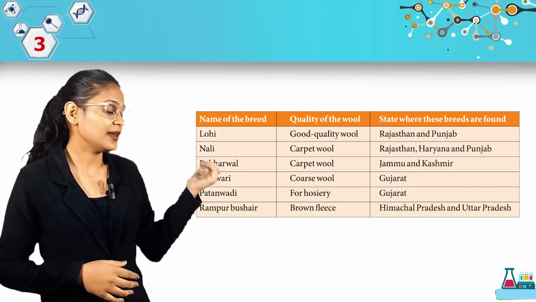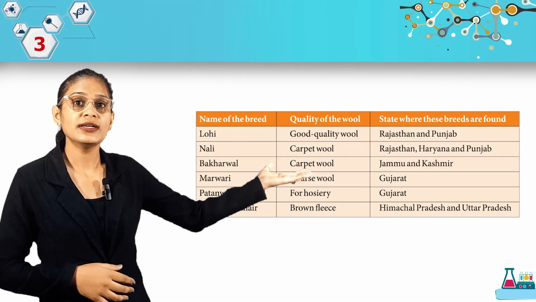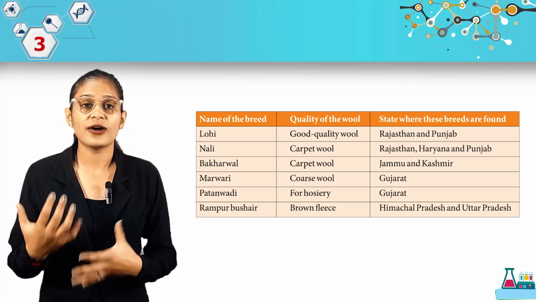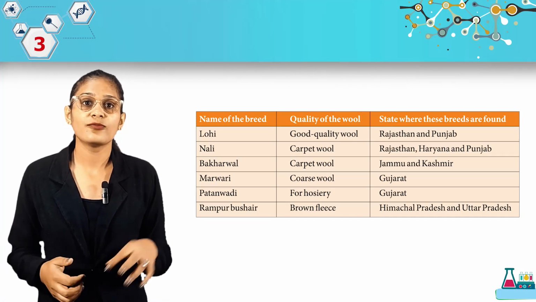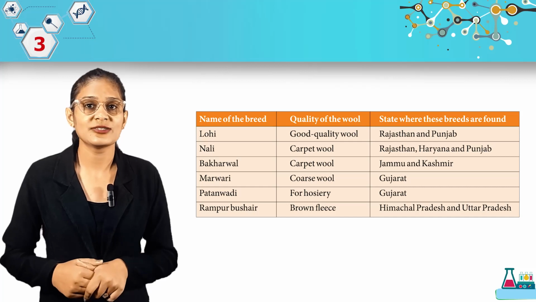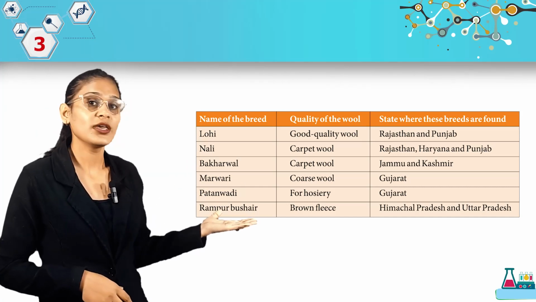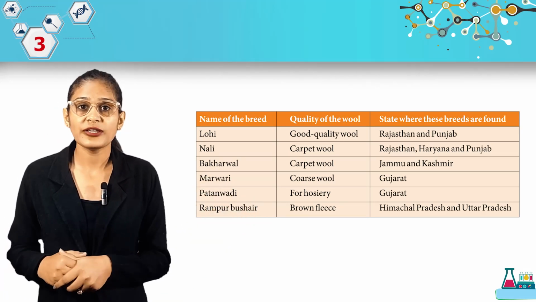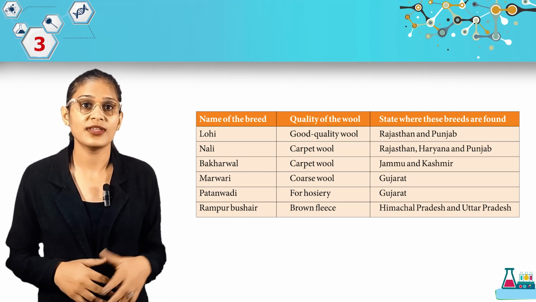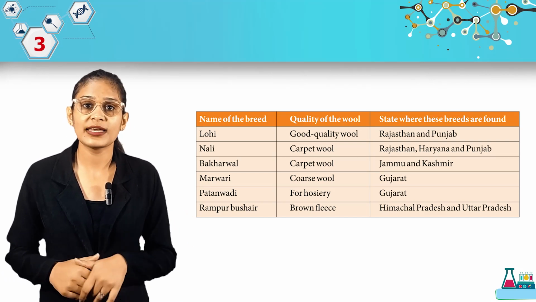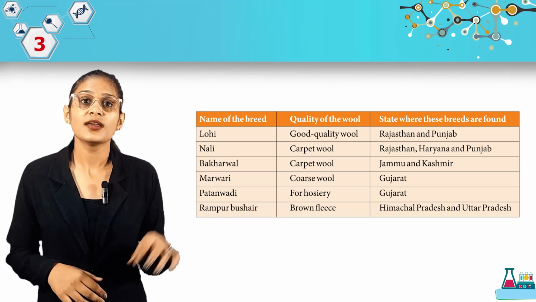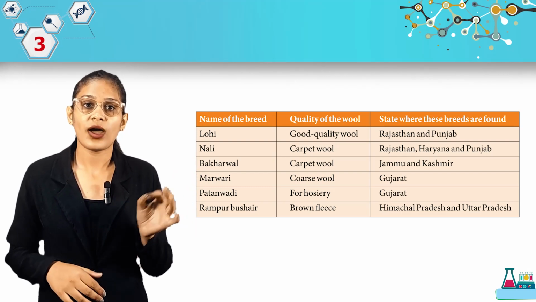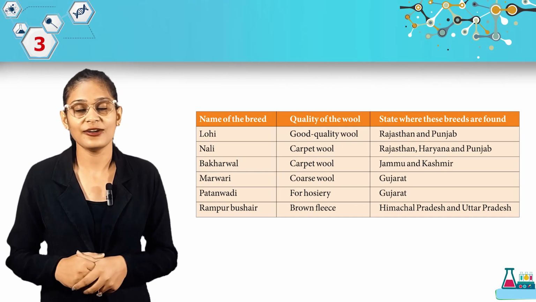Now look here at this table, students. Here: name of the breed, quality of the wool, state where these breeds are found. So students, now we have some breeds of sheep and their quality of wool and the state where these breeds are found. Look at the first, Lohi, good quality wool, Rajasthan and Punjab. Then we have Nali, carpet wool, Rajasthan, Haryana and Punjab. Then we have Bakrawal, carpet wool again, Jammu and Kashmir. Marwari, coarse wool, Gujarat. Patanwadi for hosiery, Gujarat. Rampur Bushair, brown fleece, Himachal Pradesh and Uttar Pradesh.